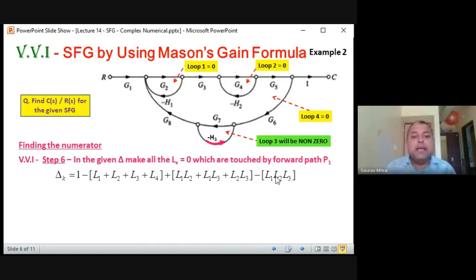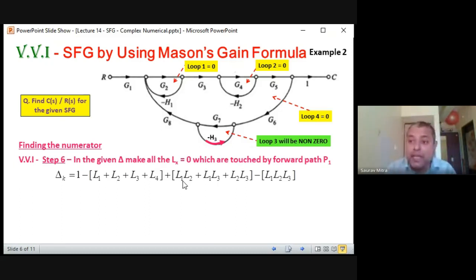Now we are supposed to see which loops this forward path is touching. So we are supposed to write the numerator as Pk delta k. Pk we have found: G1, G2, G3, G4, G5. Now delta k, how to find that? For delta k, write the equation of delta first. And we know what L1 is. What is L1? Minus G2H1. What is L2? Minus G4H2. What is L3? Minus G7H3. What is L4? We know it. Likewise, all the L values we know.